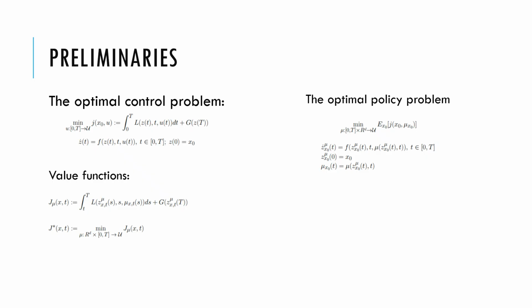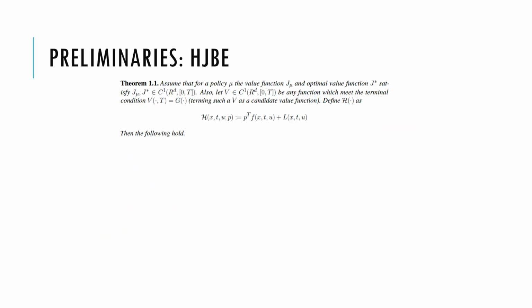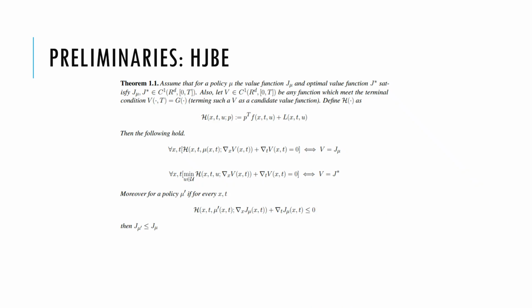We are now ready to define a key tool to finding optimal policies, the Hamilton-Jacobi-Bellman equation. The Hamilton-Jacobi-Bellman equation, a partial differential equation, provides a key insight in characterizing and comparing policies. The first and second equations provide necessary and sufficient conditions for the value function of a policy and the optimal value function, while the third provides a sufficient condition for policy improvement.